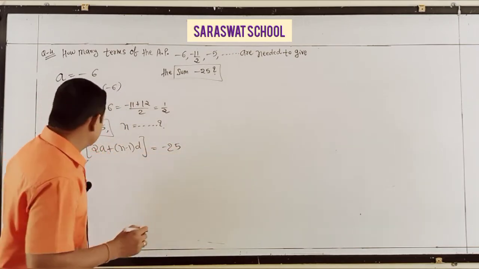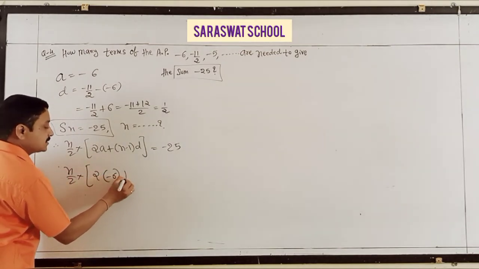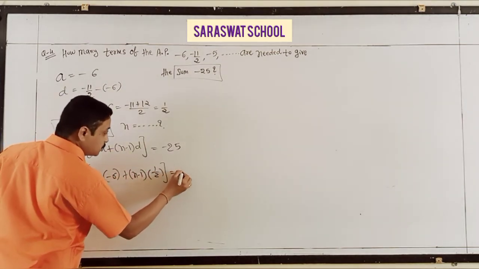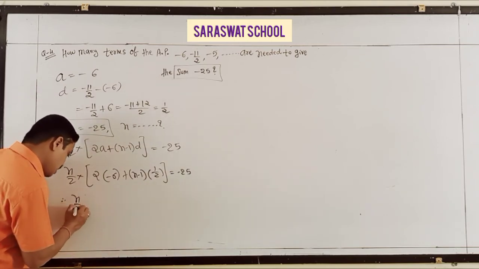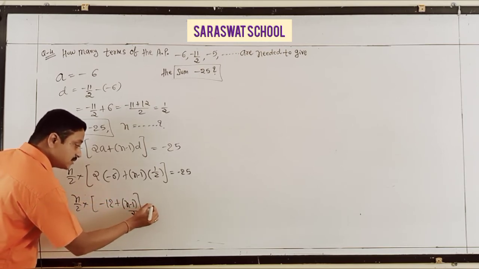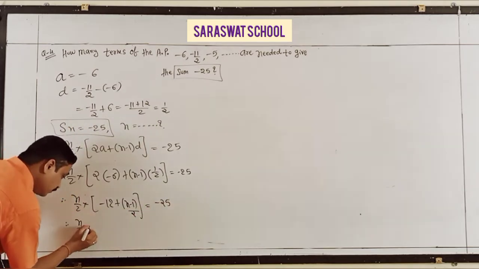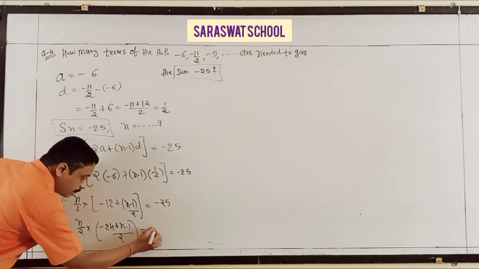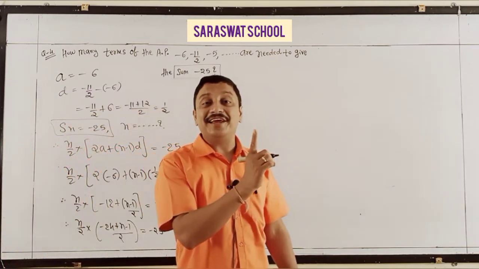That is a summation. So n is unknown, a is minus 6, and d is a half, and minus 25 as usual. So you can calculate further: n by 2 same, 6 times 2 is 12, and taking LCM 2, n by 2, here 12 times 2 is 24, plus (n minus 1) by 2, and minus 25 as it is. Now you simplify until you get n, your answer.